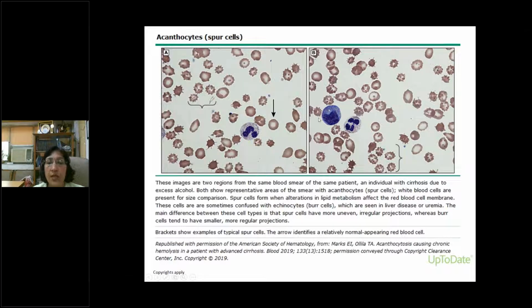These are the situations of liver cell disorder in which hemolysis can occur, but the typical finding is the spur cell. You can see the spurs.